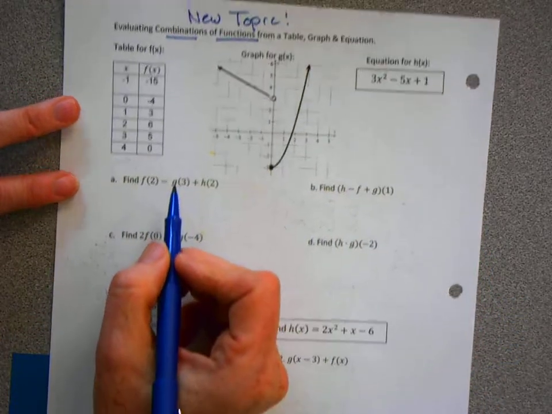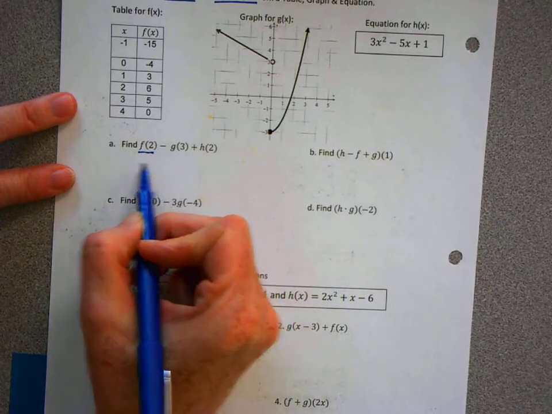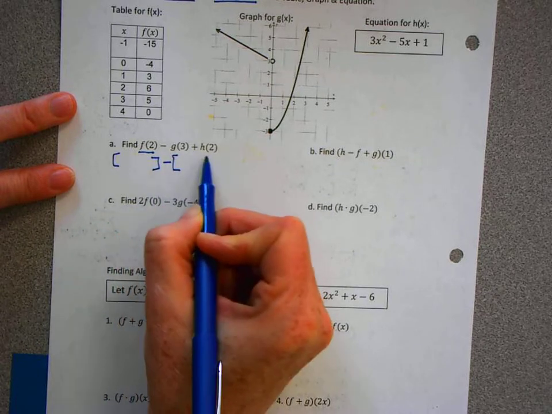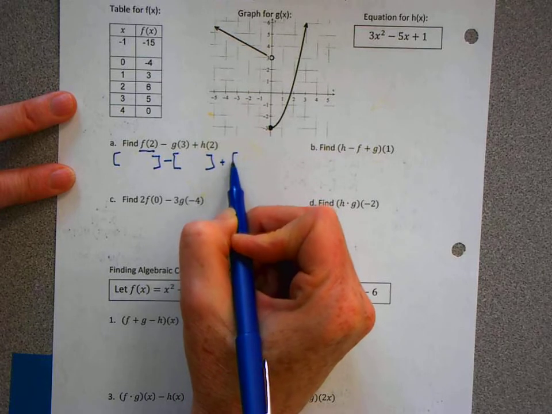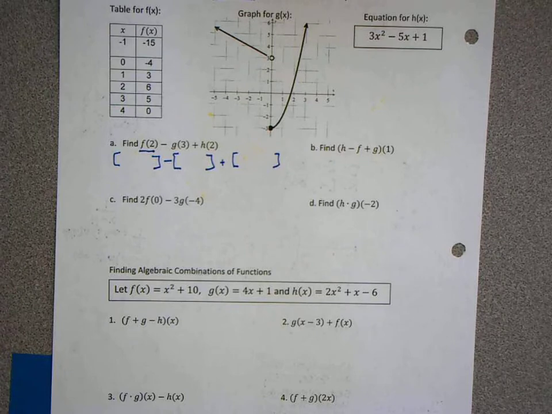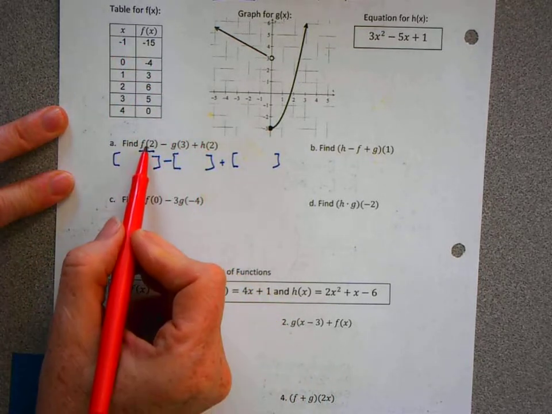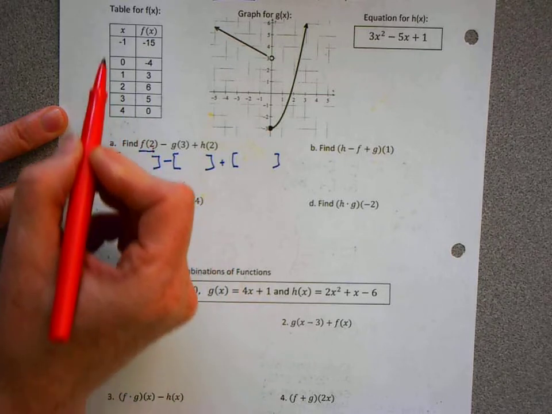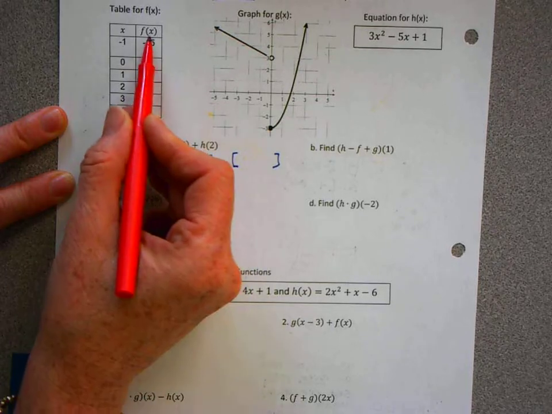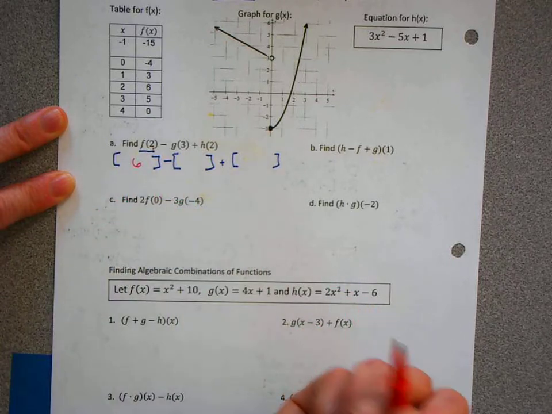So what I have to do, we talked about this a little bit earlier, we're going to evaluate f at 2, then we'll subtract g of 3, and then we'll add h of 2. Okay, so we're going to do these one at a time. So looking here, f at 2, well, f is the table. So what is the function when x is 2? So I go over and say when x is 2, the function y, f of x, is 6. So f of 2 is 6. I love tables, they're nice and easy.